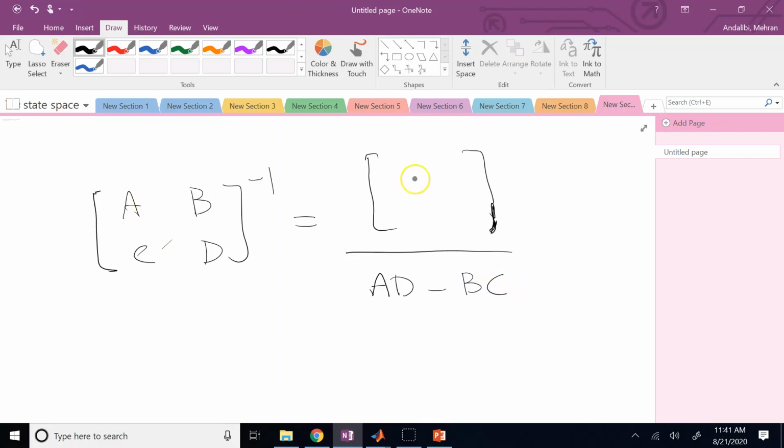Now what would you do here? You swap the diagonals, so D goes here, A goes here. The anti-diagonals, you just negate them and keep them in place. Okay, so that's your inverse. So basically each one of these entries has to be divided by what? AD minus BC. So that's the inverse of a 2 by 2.